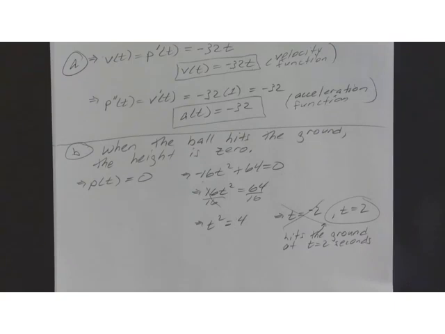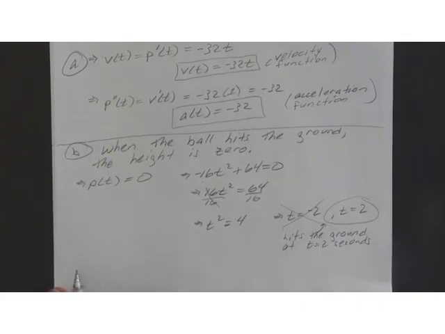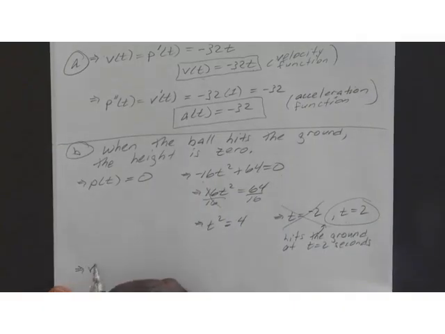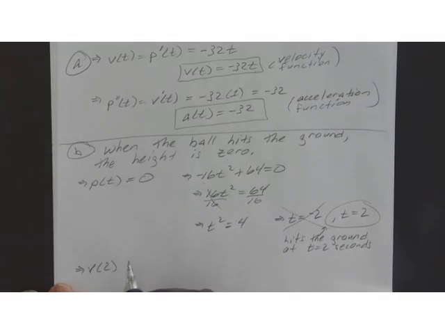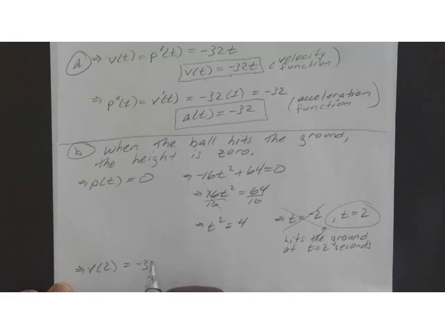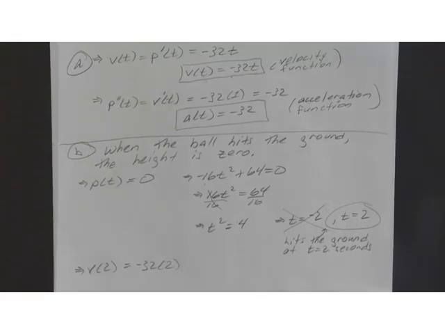So that answers the question of when it hits the ground, but we want to know what the velocity is when it hits the ground. Well, since we know that it hits the ground at 2 seconds, all we have to do to find the velocity when it hits the ground is just plug that into our velocity function. So v of 2 is equal to, our velocity function is negative 32t. That's negative 32 times 2, which equals negative 64 feet per second.